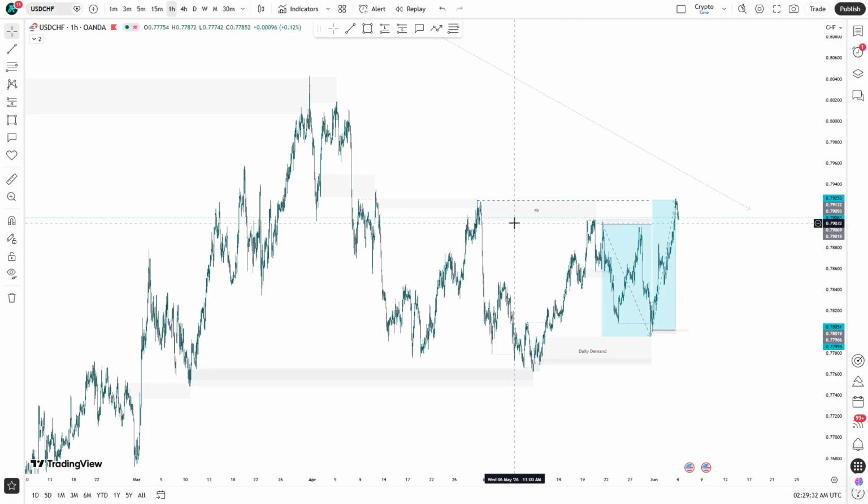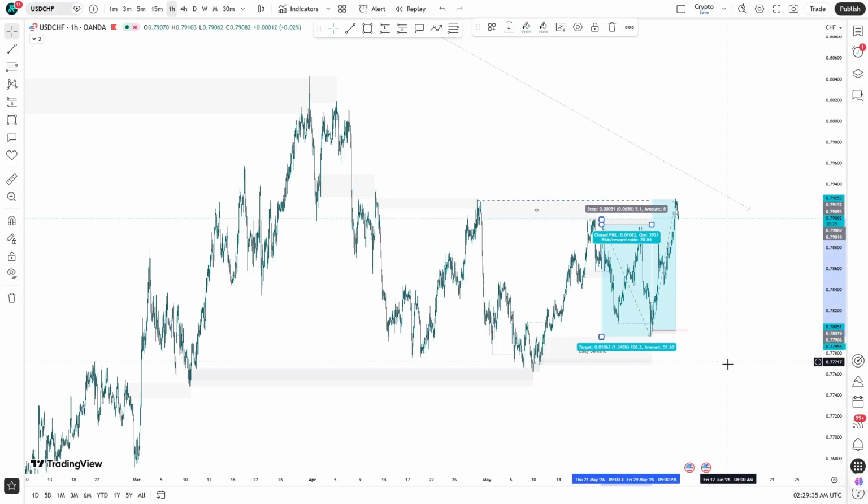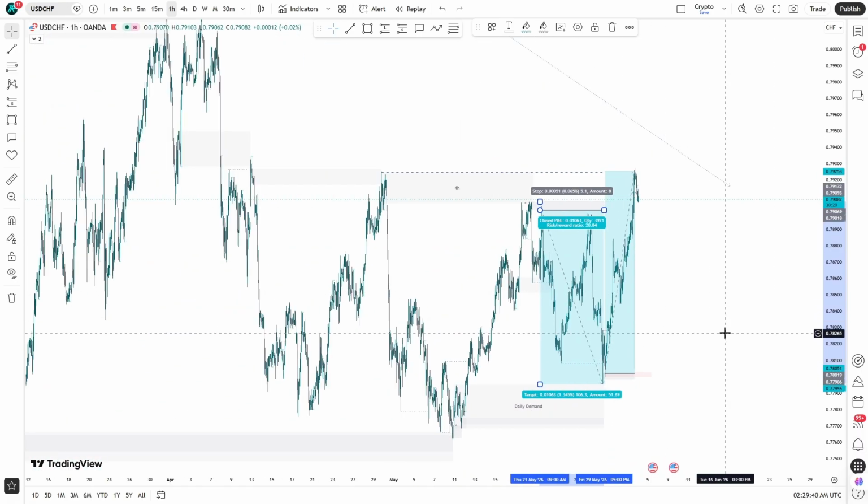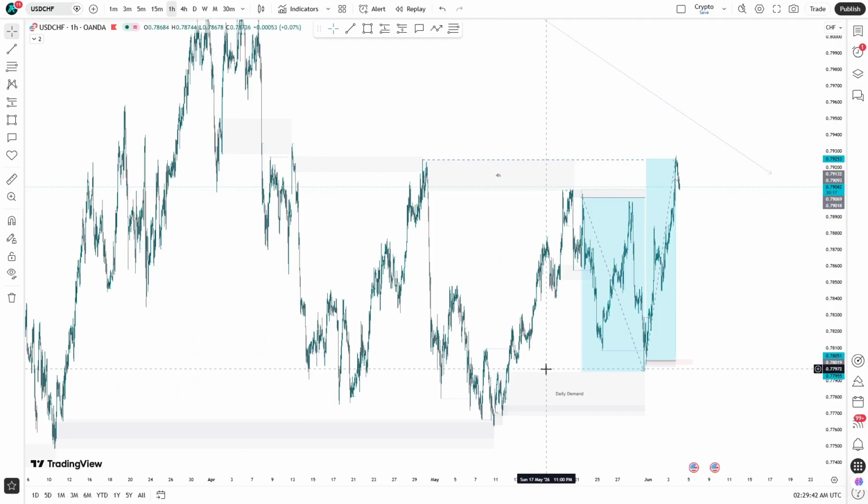So for this sell, we had a change of character before the move, and our take profit is the daily demand zone. For this buy, we had a flip entry, and we targeted this high supply zone here. That's where liquidity is in the market.